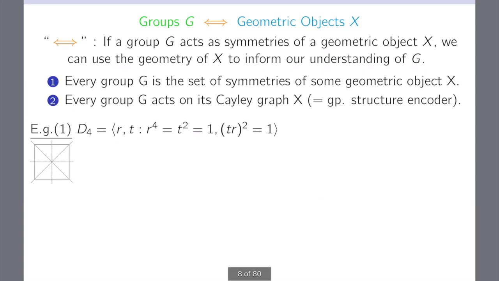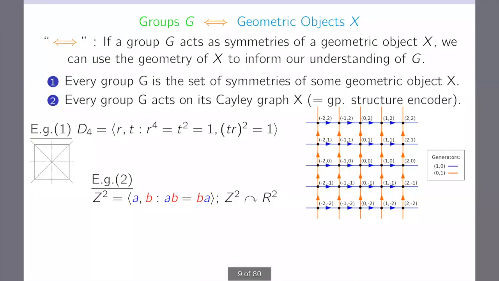So our rotation, right? If I rotate 4 times, or if I flip and flip again, both of those operations take me back to where I started, and so they're the identity. We also have another relation there, which is that if we rotate and flip, that's the same as flipping and rotating in the other direction.